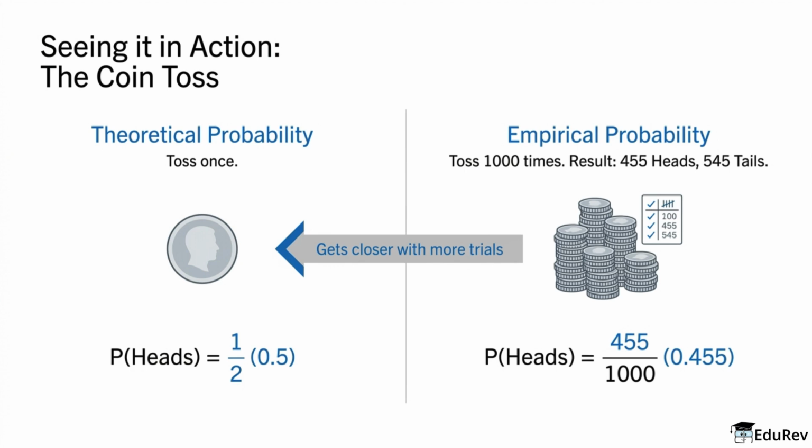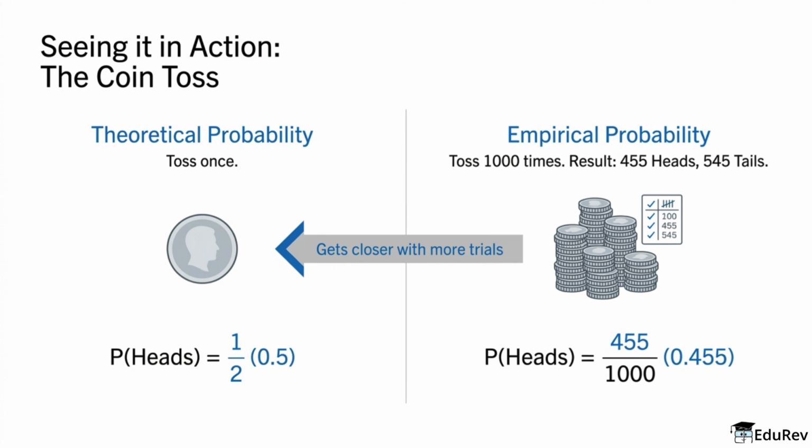In this experiment, the result is 455 heads and 545 tails. Our experimental probability for heads is 455 over 1000 or 0.455. The key takeaway here is that as you perform more experimental trials, your empirical probability will get closer and closer to your theoretical probability.